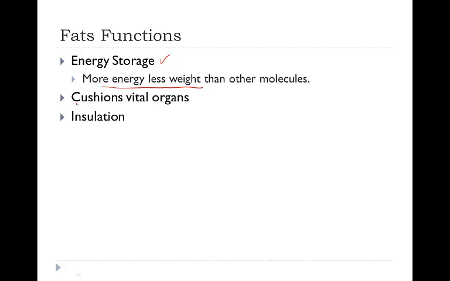So another key function of fats is that they can cushion vital organs. For example, you have a little bit of fat around your kidney area to help cushion your kidneys. Your kidneys are located on the back side of your body on opposite sides of your spinal cord. And they are a little bit vulnerable to the outside world, but by having a fat layer with them, it helps provide a little bit of a cushion. Then we have insulation. You have what we call subcutaneous fat, which is the thin fat layer right below your skin that acts like an insulating blanket for your body.